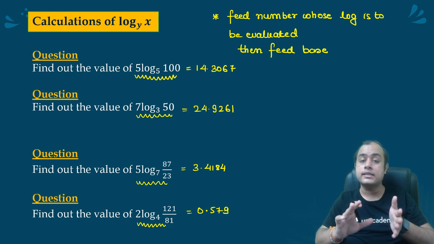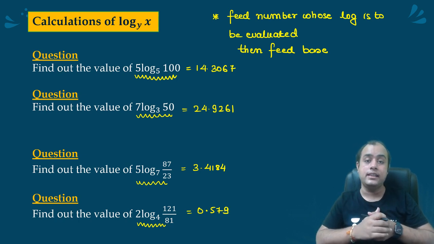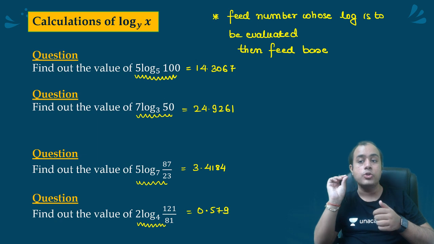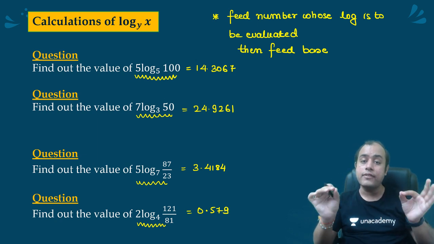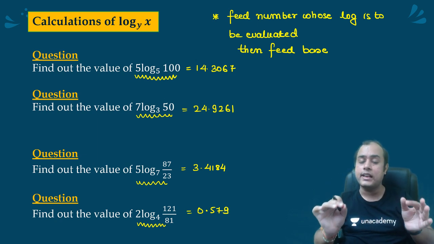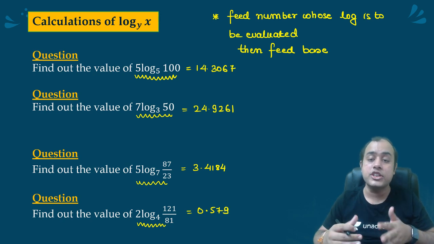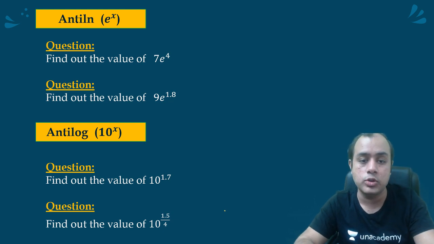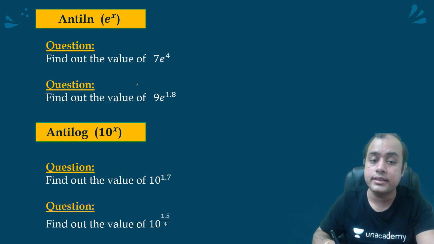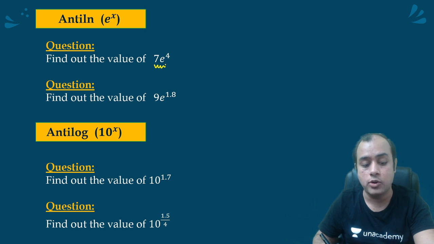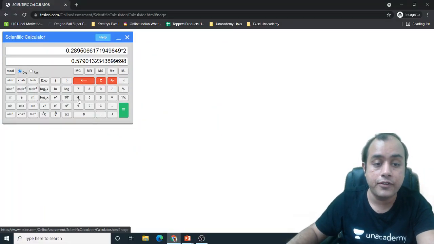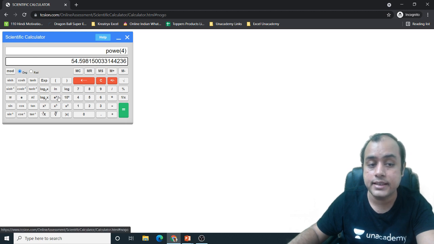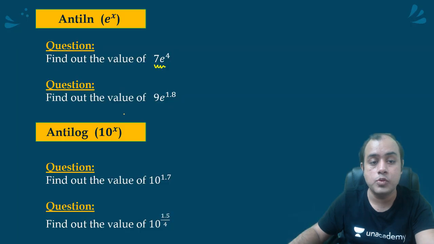You have to understand how to use each and every key. You have to understand how you need to feed the data, so that when you actually face a problem, you are very clear about the steps and that calculation becomes super fast. What about anti-log, e to the power x? Suppose the first thing I need to evaluate is 7e4. See, very easy. You will first put 4, then you will press e to the power x, into 7. See, 382.187.